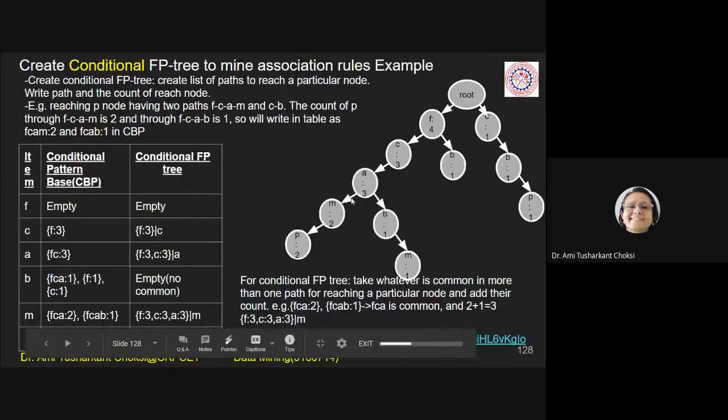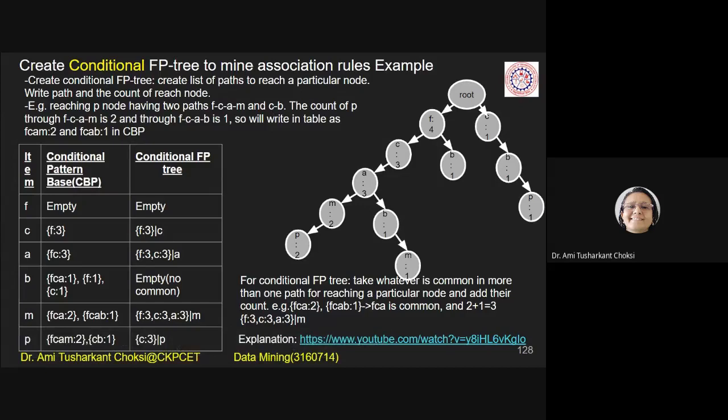So what do we say about that? The P node is having two paths. That means to reach a particular node P, we do have two paths. One path is this one, that is this straight one, and the second one is this one. Fine.